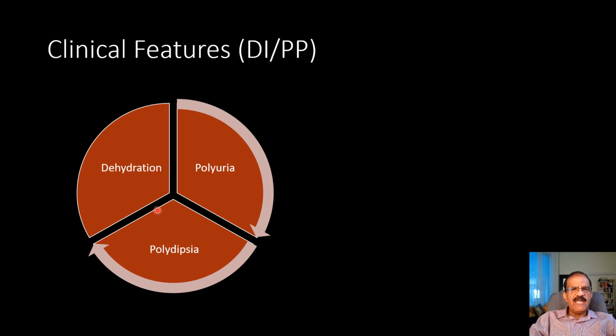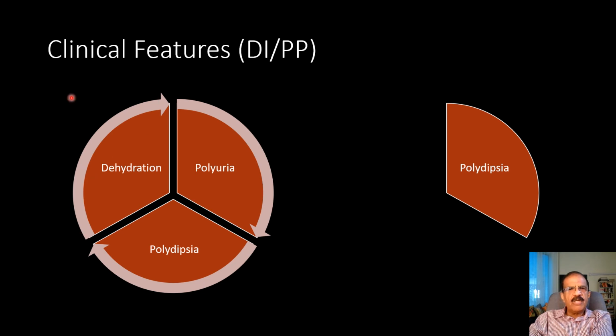So basically what you need to understand is that in diabetes insipidus, polyuria is the primary issue, polydipsia is a corrective measure. Now, if polydipsia is blocked by water deprivation, patient will develop dehydration. Or if in normal life patient does not have access to water, the patient will develop dehydration. Now, let's take the example of primary polydipsia.